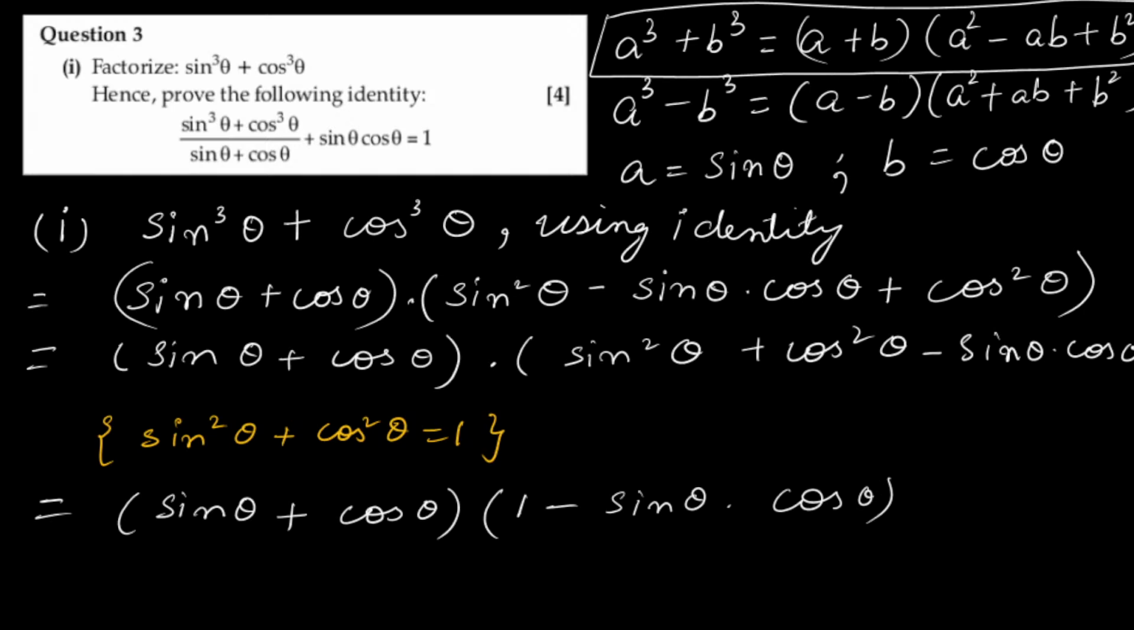Now what they're telling, prove the following identity. So in the question itself, we have to prove also. So what we have to prove? This part we have to prove. Whenever proof type questions are there, in proof type questions, we will work on the left hand side, solve it and prove it equal to the right hand side.